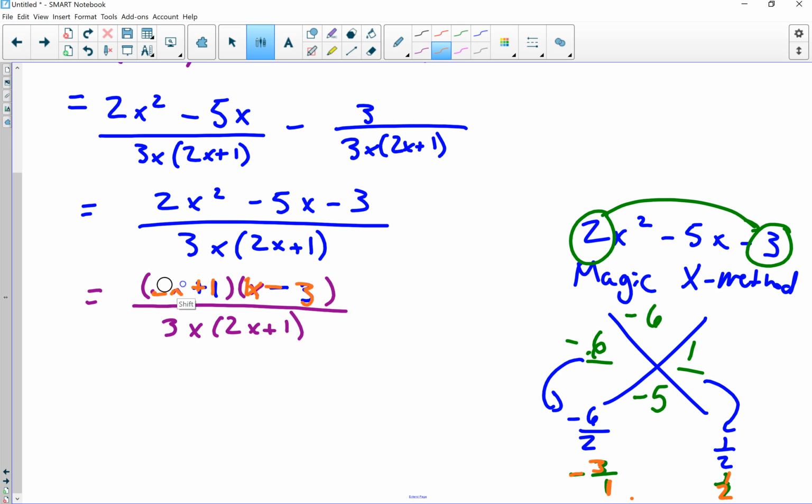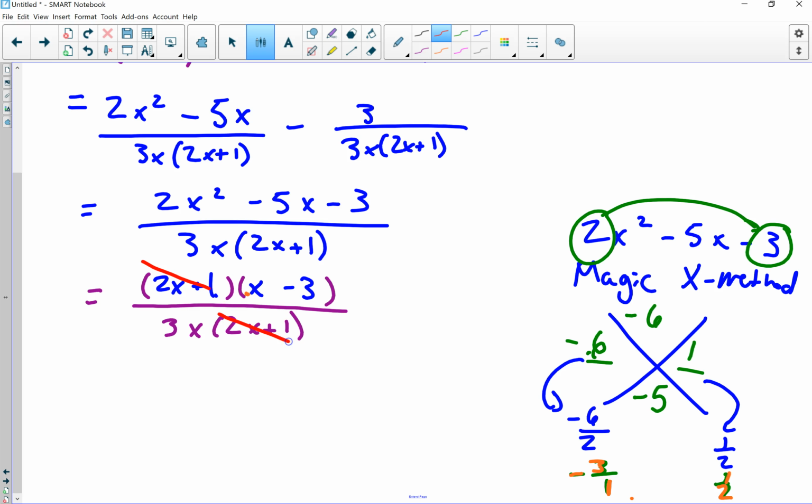And you may be using a different method currently too. That's fine. Ultimately, we need to know how to factor this type of trinomial. That's really the big thing. So this was 2x plus 1 and x minus 3. Okay, so we have everything factored, and thankfully our work paid off.